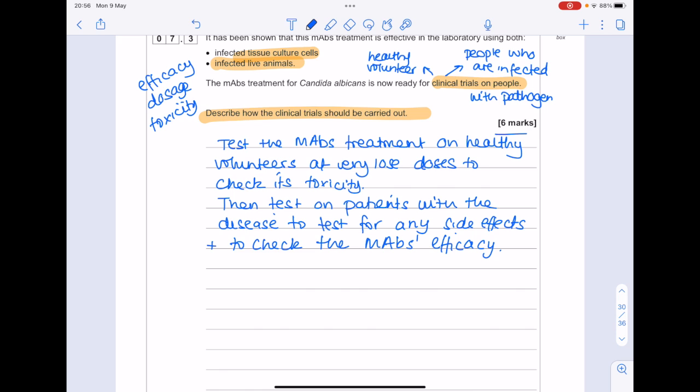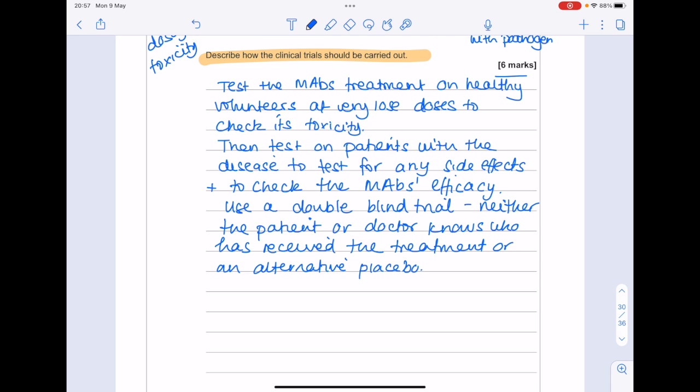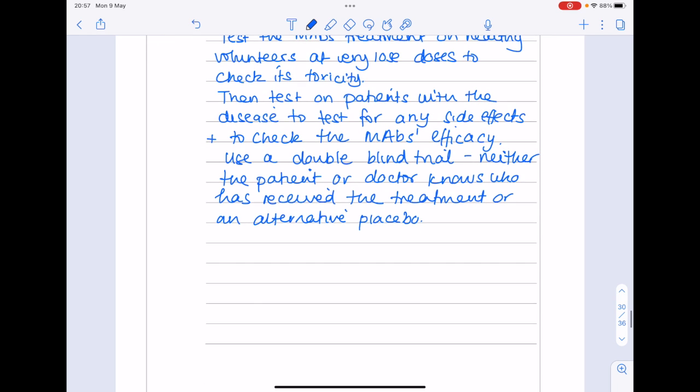Use a double-blind trial, which remember is when neither the patient or doctor knows who's received the treatment or a placebo. And run the trial for a long duration, so maybe 10 years or so, and with many volunteers.